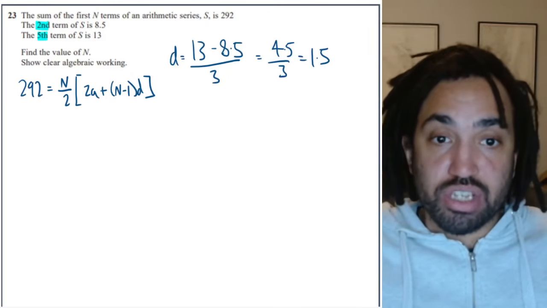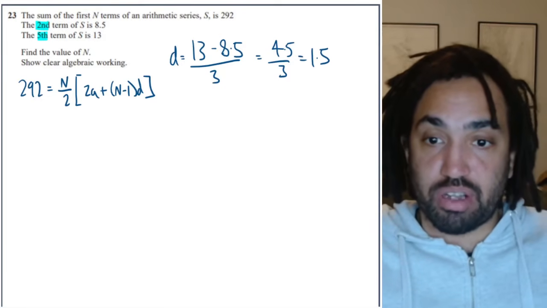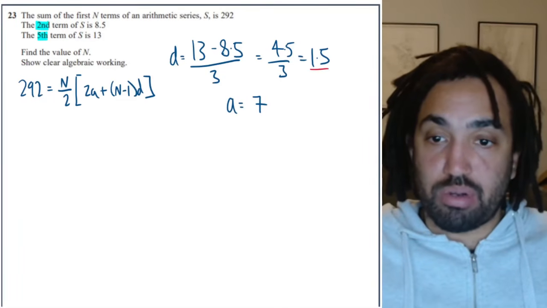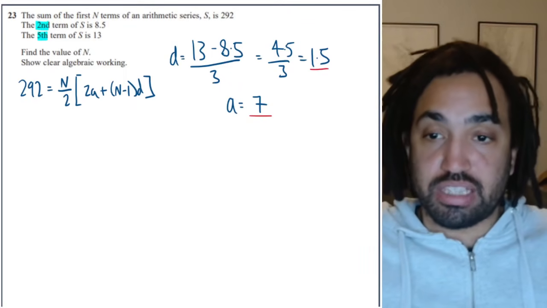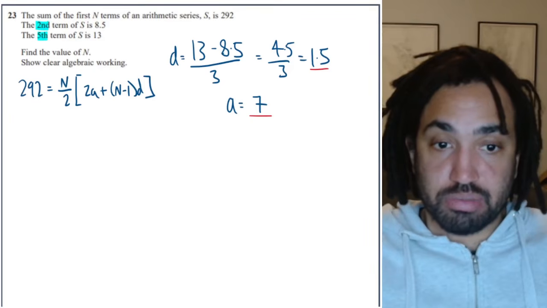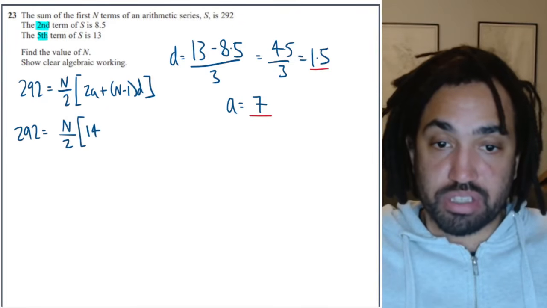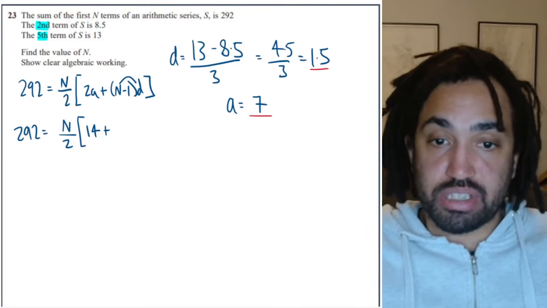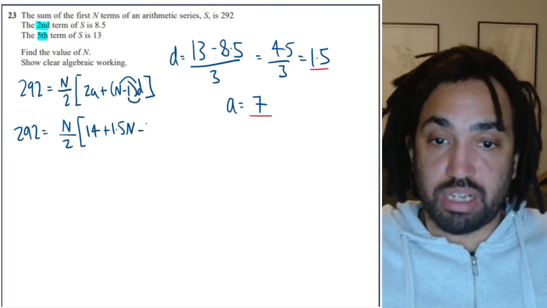Okay, and look, we've got the second term here. So the first term, well, it must be 1.5 less than 8.5, which is 7. Okay, so that's just a quick way of working out the difference and the first term if you have 2 terms. That's going to be useful because it means I can now just substitute this into my equation. So 2 times a is 2 times 7, which is 14. We're going to get n times d, which is going to be 1.5n, and we're going to get minus 1 times d, which is going to be minus 1.5.